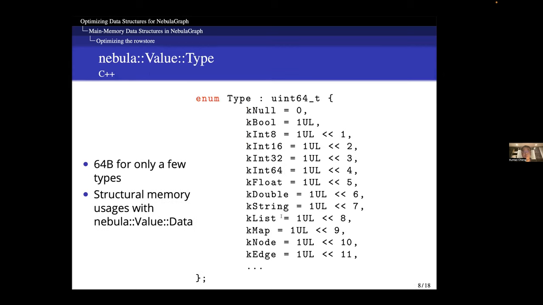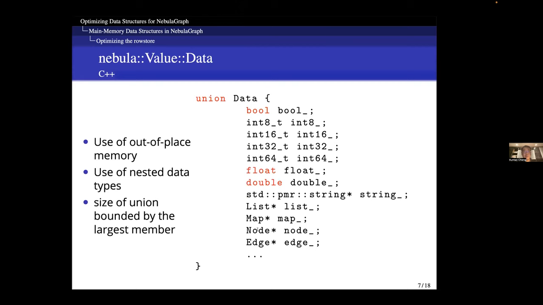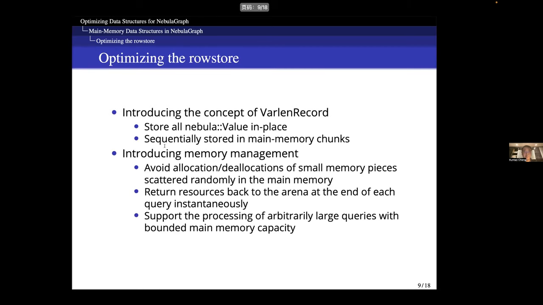By removing these pointers, we are not using out-of-place memory. It's going to support faster allocation and deallocation. It's also going to make serialization and deserialization much faster. And we are going to sequentially store all the data for all the records in main memory chunks. So these are some of our basic optimizations.